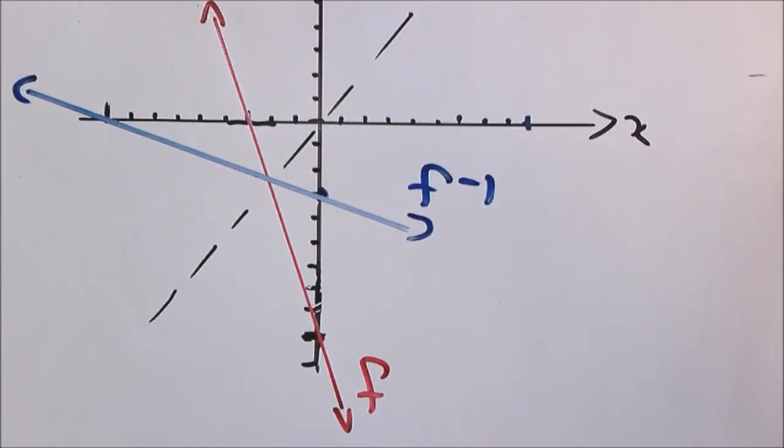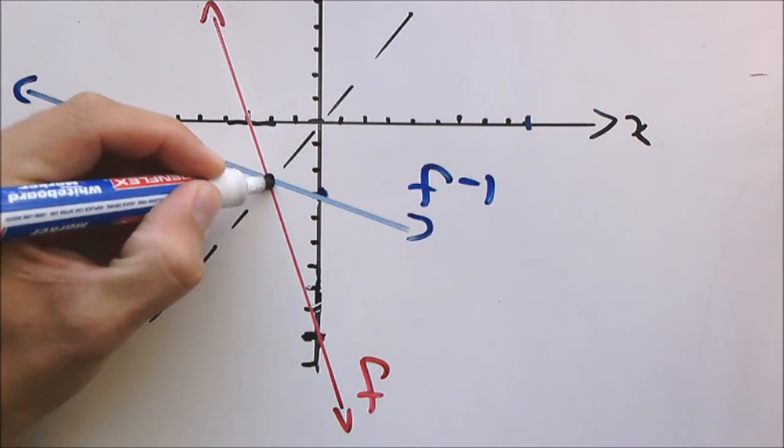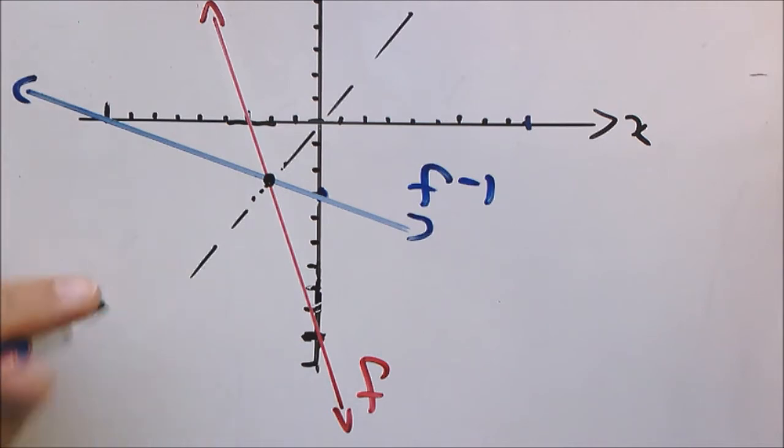You'll notice that they intersect each other right there on the line where y equals x. And this makes perfect sense, because for the inverse we swap x and y around. In other words, for these two functions, the function and its inverse, they have to intersect where y is equal to x, because we changed them around. So please take note of that.